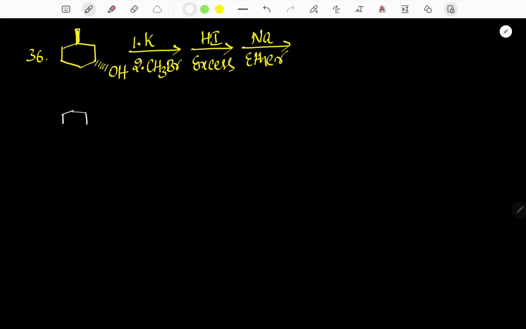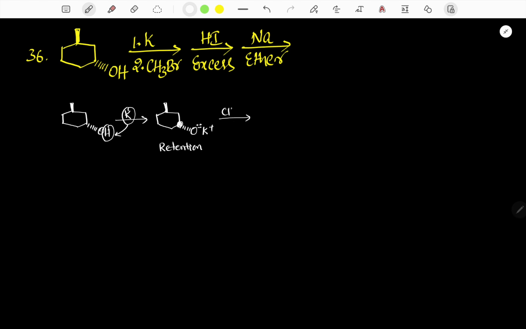The reactant has a secondary alcohol group. It is treated with potassium metal. So the alcohol treated with potassium metal loses its hydrogen as H2 and forms the corresponding potassium alkoxide. Here this configuration is not changed. Therefore, we can consider it as retention of configuration.